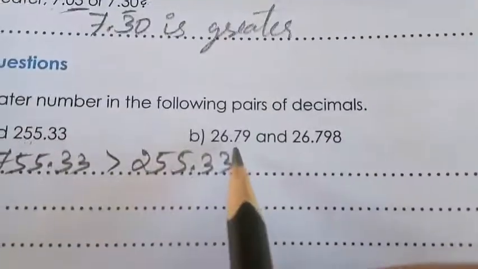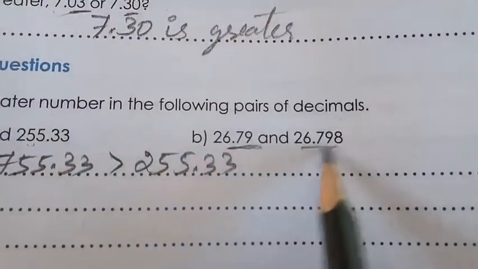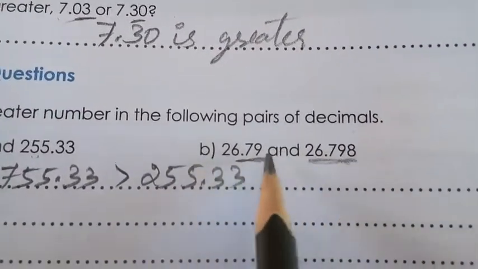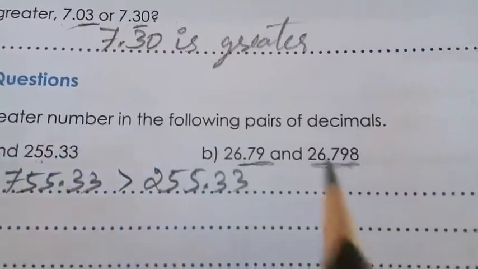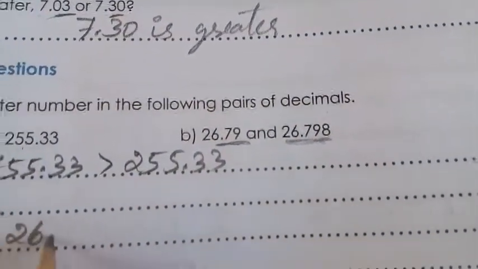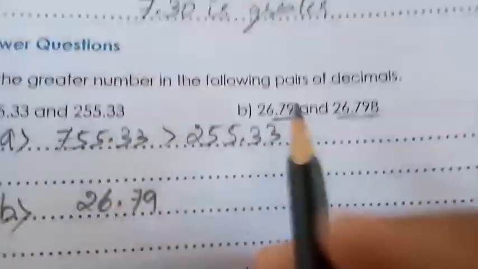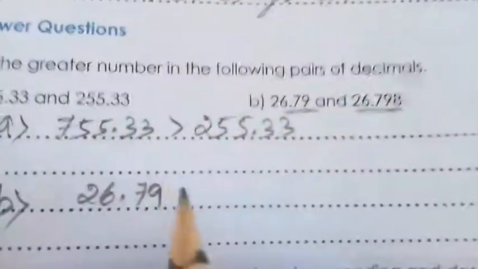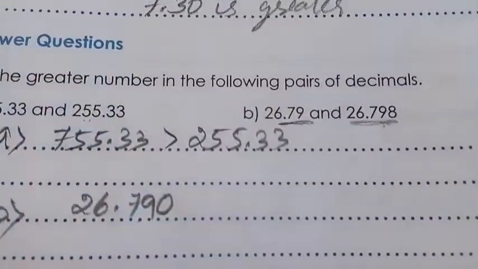So first, these are unlike decimals because the number of decimal digits is 3 here and 2 here. So these are unlike decimals. So first convert them to like. So 26.79 is there. Here only 2 decimal digits are there, and here 3 digits, so you can take 1 zero extra. So now compare.